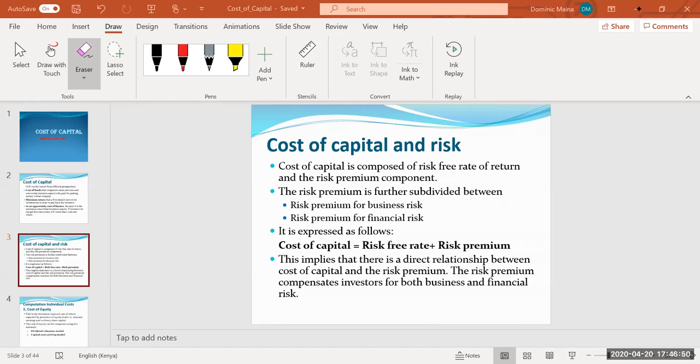Since you are investing in a risky investment, by default the minimum return you should receive is the return you would have received if you had chosen a risk-free investment. This return is referred to as the risk-free rate of return, plus on top of that, the premium for the extra risk that you are exposed to, the risk premium. I think we discussed all this last time.